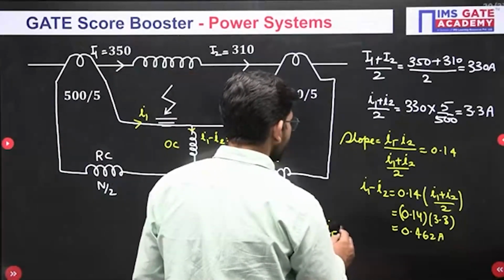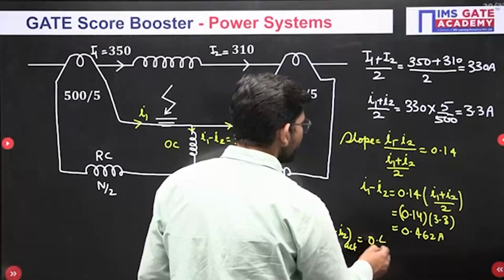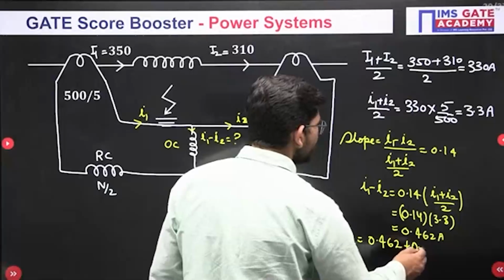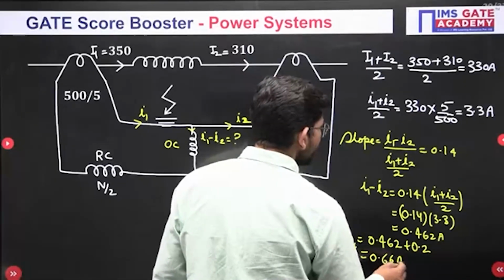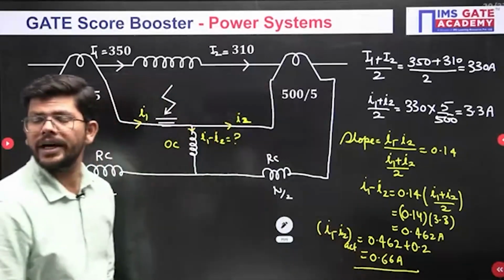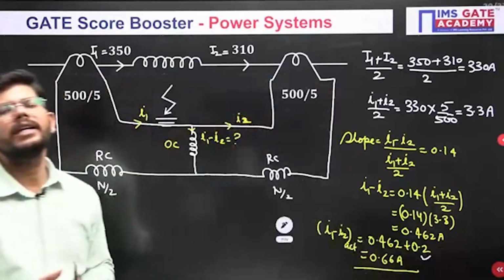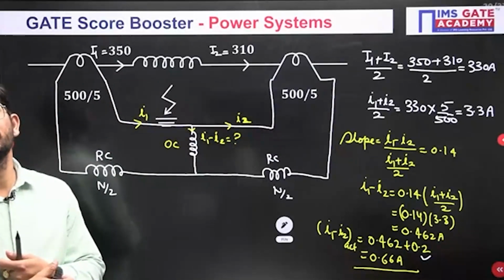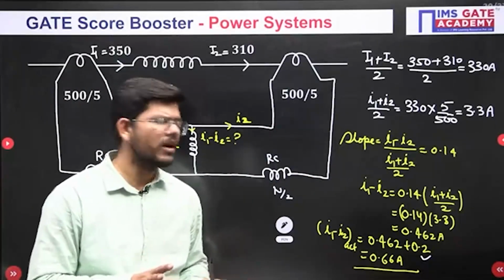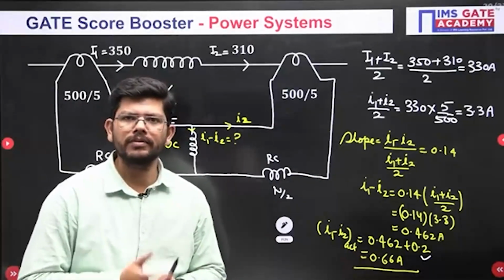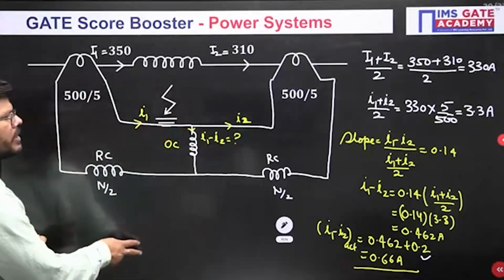So I1 minus I2 actual will be whatever you have calculated, and you have to add 0.2 as well, and then your answer will be 0.66 ampere. This is the correct answer. Many of the students will miss this 0.2, and that is where they make the mistake. If it is not given, whatever you have done is correct. This is how you can solve these kinds of questions. Be very well prepared. So I have given you a flavor of the differential relay as well.